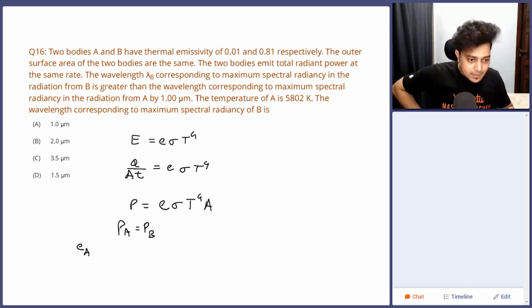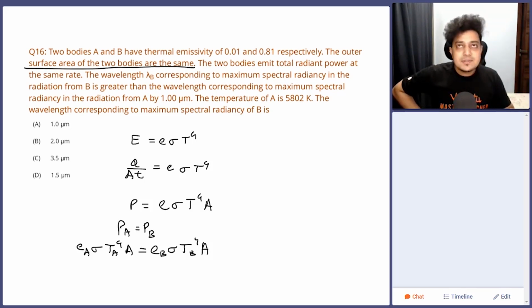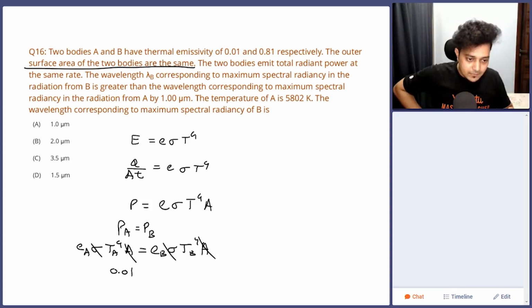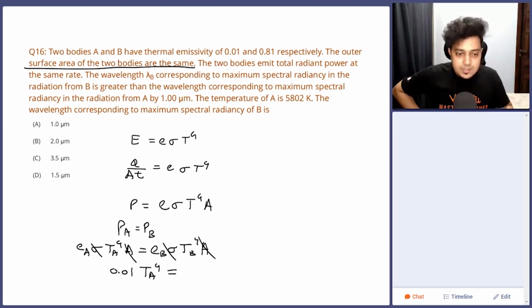Emissivity of A times sigma times temperature of A raised to 4 times surface area, which is the same for both bodies. Then the power of body B will be emissivity of B times sigma times temperature of B raised to 4 times area. Sigma and surface area cancel. Emissivity of the first body A is 0.01 times TA raised to 4. Emissivity of the other body is 0.81 times temperature of B raised to 4.